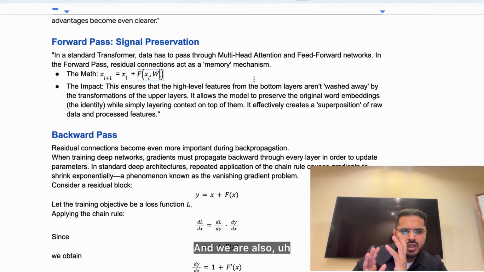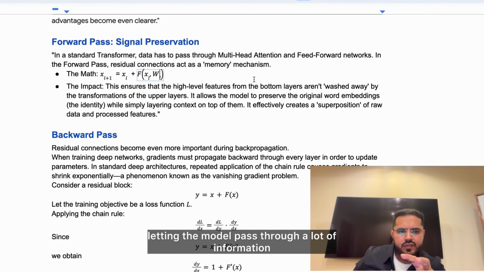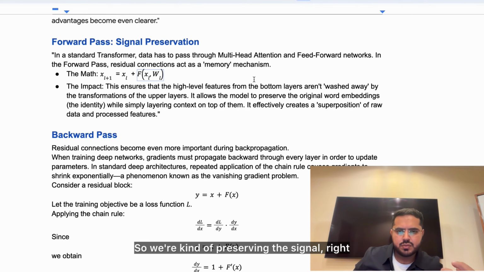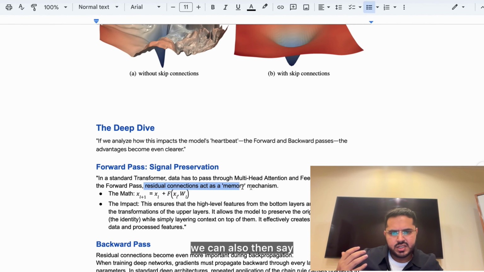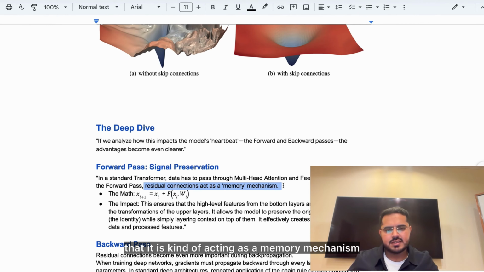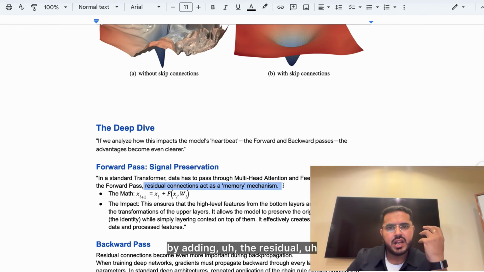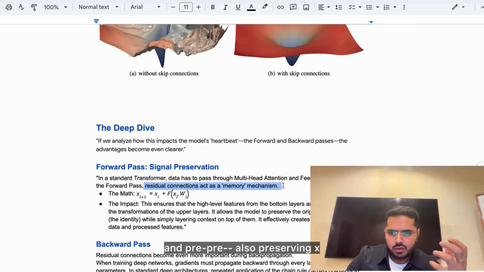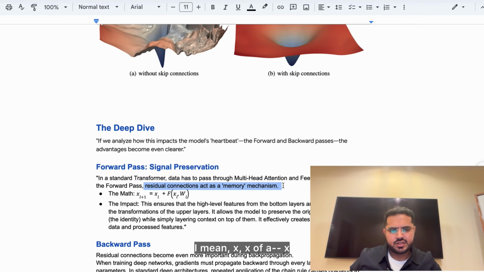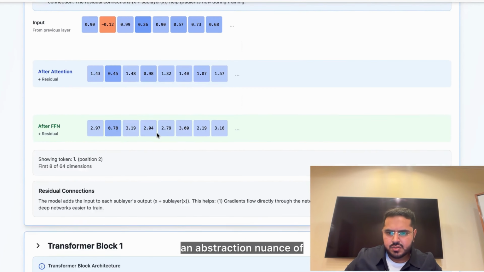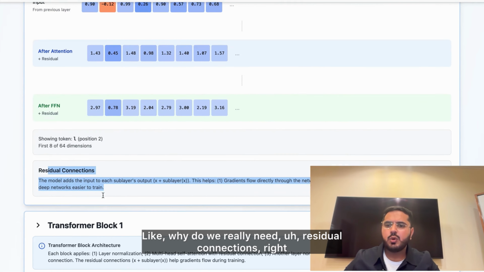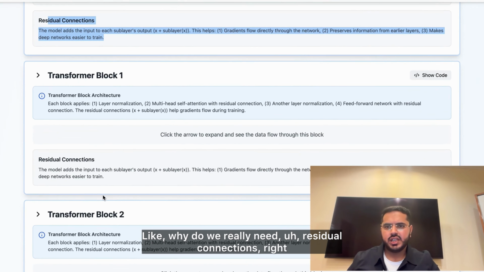We are also letting the model pass through a lot of information that it wants to preserve. So we are preserving the signal. We can also say that it is acting as a memory mechanism, and we are able to preserve the information by adding the residual and also preserving x, x and f of x together. So this is the mathematical nuance, this is the visual nuance, and this is the abstraction nuance of the whole explanation: why do we really need residual connections?